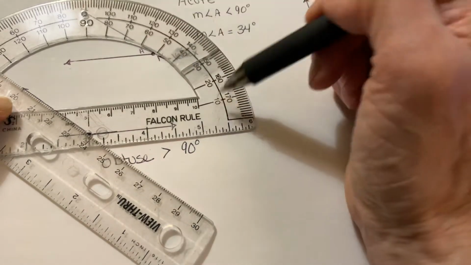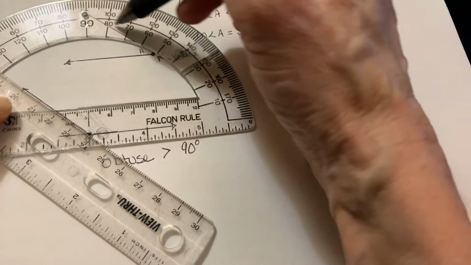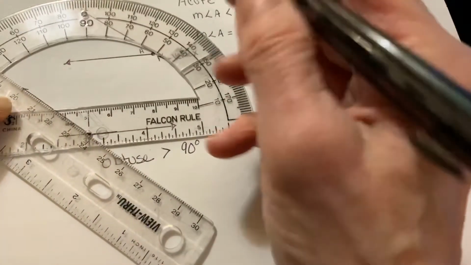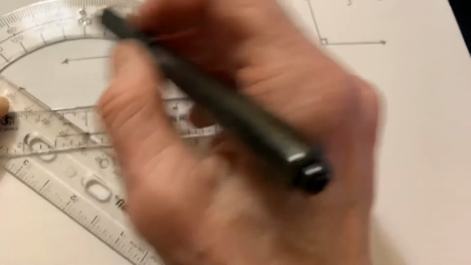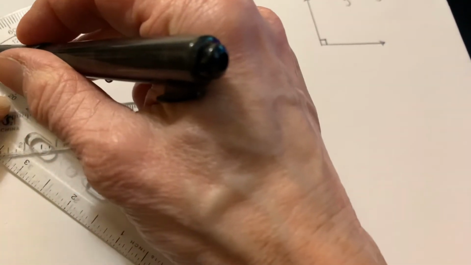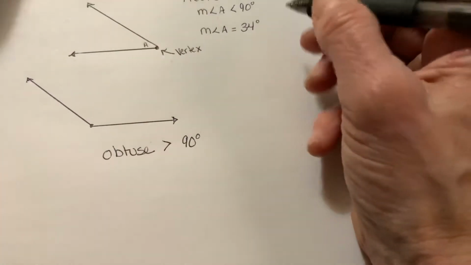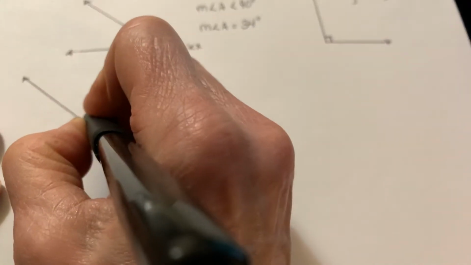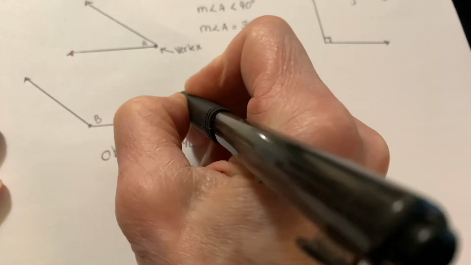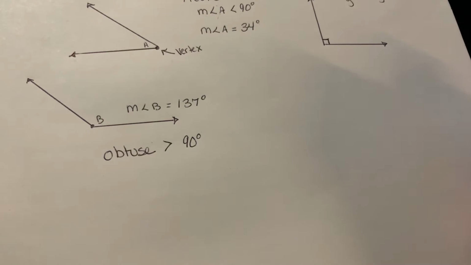Here's my 90. So I know that I'm using the bottom line here, going 10, 20, 30, 40, all the way around. So it looks like it's about 137 degrees right there. So see, coming all the way around this way and stopping and going up and seeing, yeah, that's about 137 degrees. So the measurement, we can call this angle B. The measurement of angle B is equal to 137 degrees, approximately, to our best measurement.